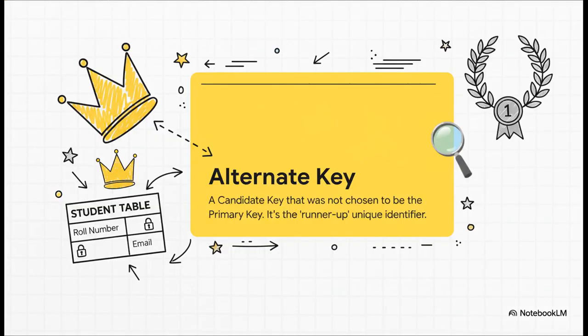Period. So what happens to those other candidate keys, the ones that were good enough to be the primary key but didn't get chosen? They get a special name, alternate keys. Just think of them as the runners-up. If you have both a unique student ID and a unique email, and you pick the ID as your primary key, the email becomes an alternate key.